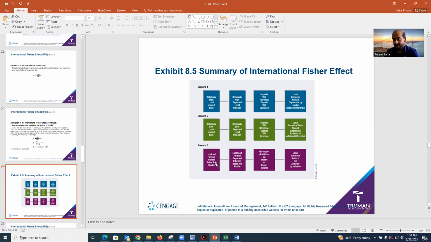No changes. If the interest rate between local and foreign countries is the same, inflation should be the same. No impact on trade. No changes on the currency value. So these are basically the channels in different scenarios. So pause the video and read on your own.